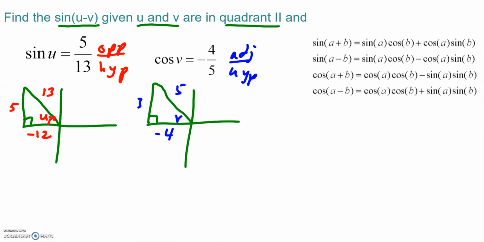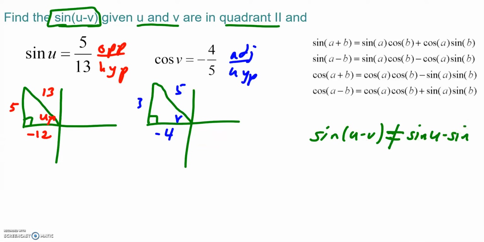Now that I have this information, I can actually find what I'm looking for. But first, I want to remind you, if I wrote sine of u minus v over here, remember that the sine cannot be distributed. This is not equal to sine of u minus sine of v. If you do that, that is mathematically illegal.